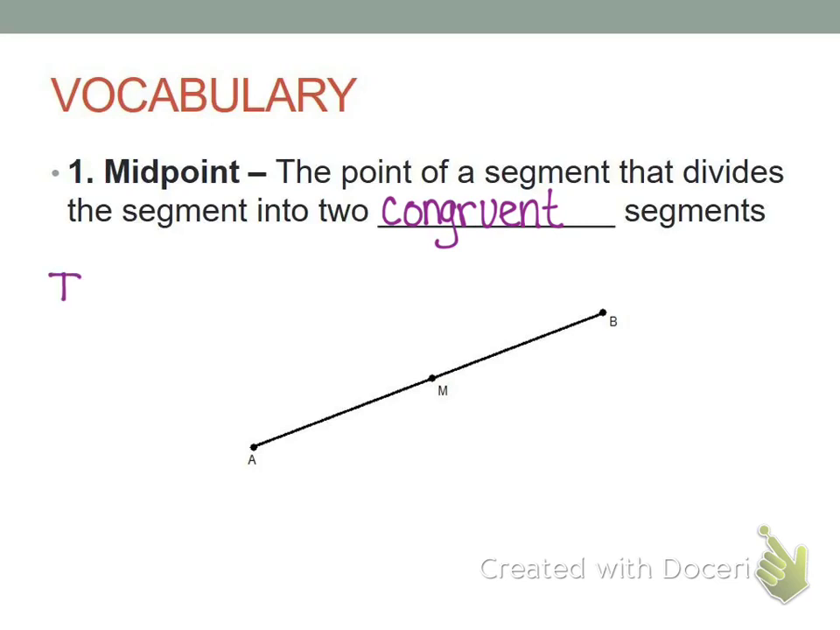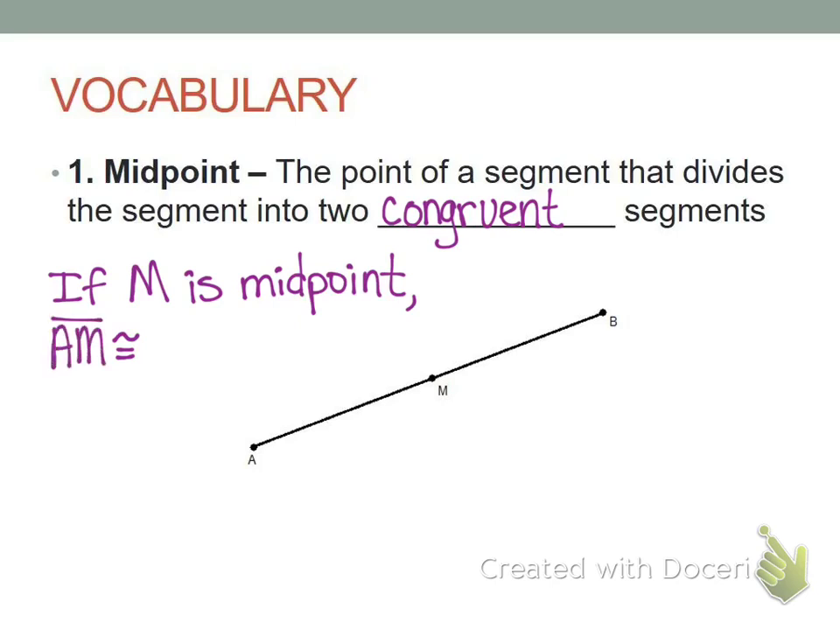So for this diagram, if M is the midpoint, that means which 2 segments are congruent to each other? AM is congruent to MB. Since I'm talking about congruence, I am putting the line segment over the top of them. We could say that their lengths are equal, but in this case we're talking about the segments themselves being congruent.